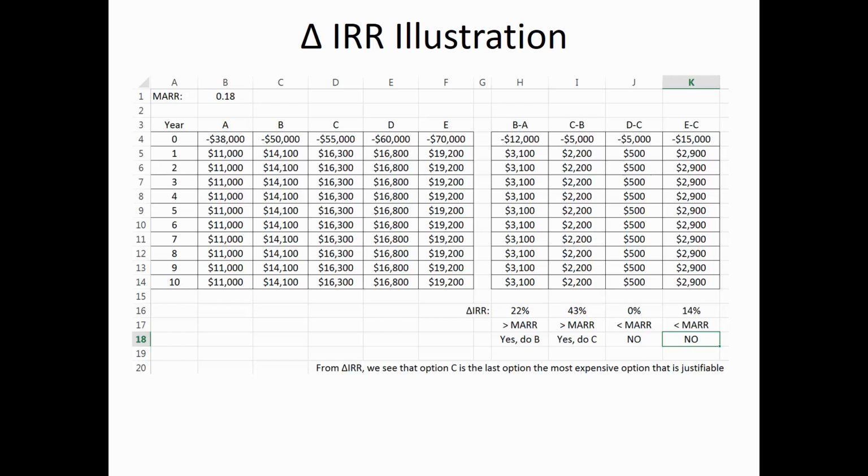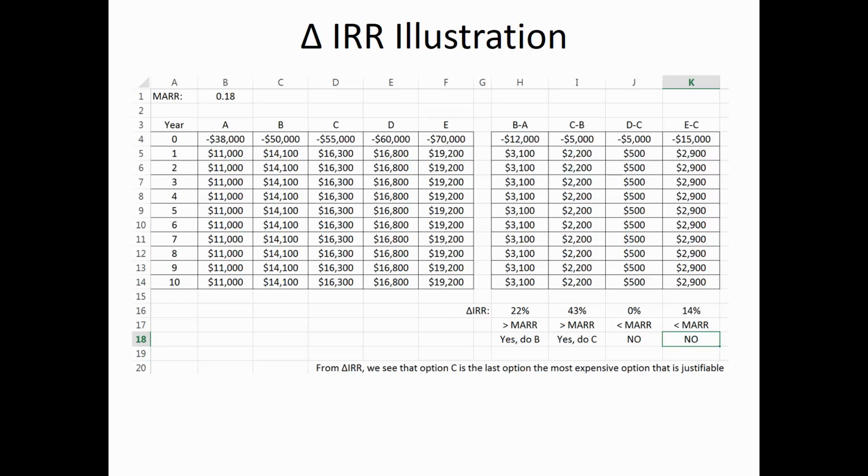And so do B. Now what you'll notice is that our next comparison is where we're going to look at whether C is justified, because you'll notice that option C costs an extra $5,000. Now we're comparing it against B. So A is out of the running. We already decided that B was better than A. So the next comparison is C versus B. And so we found the incremental benefit, the incremental cost, and the rate of return there on the difference is 43%. So that looks pretty good. That's more than the MAR. So now we're going to do C.